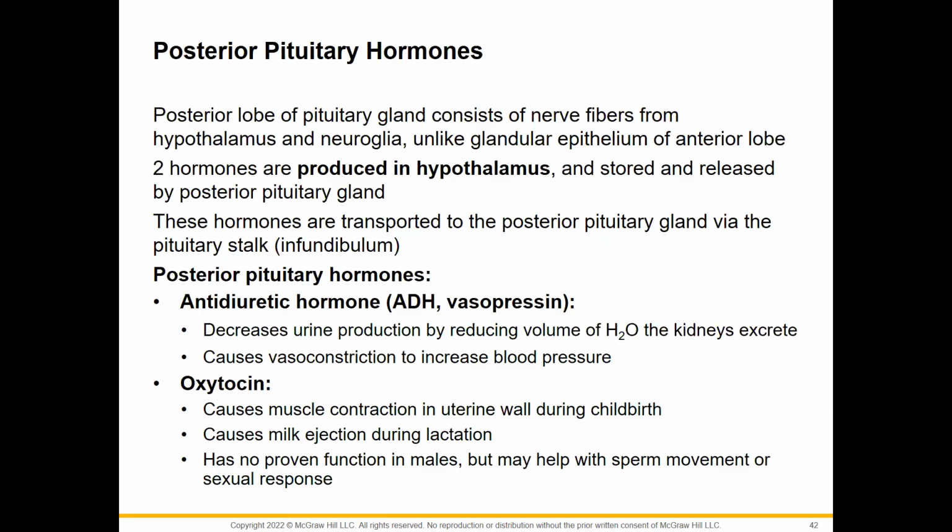All right, that was all anterior pituitary. Let's start talking about the posterior pituitary and the hormones that it produces. The posterior lobe of the pituitary gland consists of nerve fibers from the hypothalamus and neuroglia, unlike the glandular epithelium of the anterior pituitary. So when you look at the pituitary, you notice that it has two parts. Let's think about that as being two halves of the same organ.